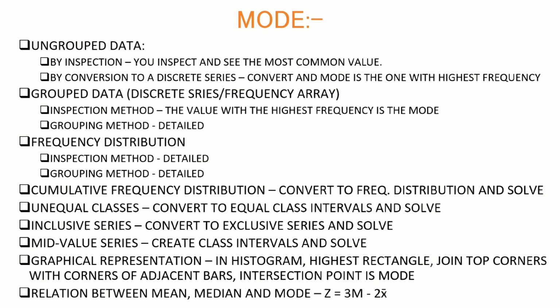Well, that's a lot of mess, but this has most of the things we want. Now, mode is the most commonly occurring value. So by inspection, you inspect and see the most common value in an individual series. And if you convert that individual series into a discrete series, mode is the one with the highest frequency. Now in grouped data, the inspection method says the value with the highest frequency is the mode, and the grouping method is detailed. Don't worry.